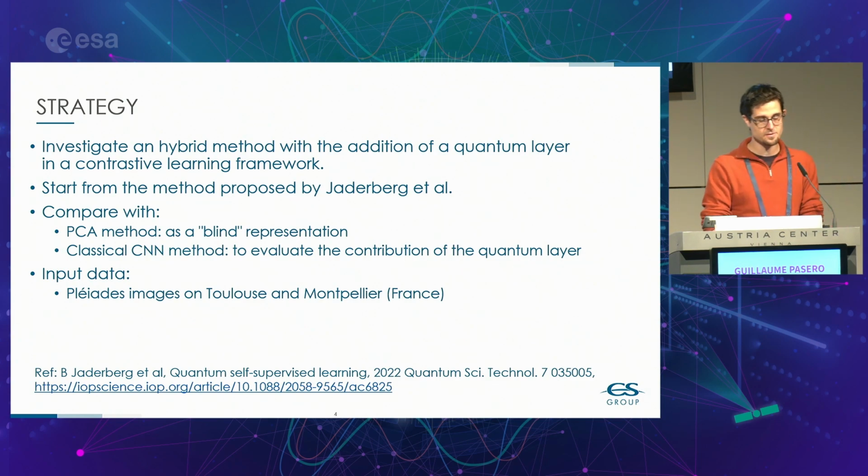So the strategy for this work was to investigate a hybrid method with the addition of a quantum layer in a contrastive learning framework. To do that, we started from work done by Jaderberg et al. And we compared this hybrid method with a simple PCA method that is supposed to give us a kind of blind representation of the data, and also to a classical CNN method to perform semantic segmentation. The input data for this experiment was made of Pléiades images of Toulouse and Montpellier.